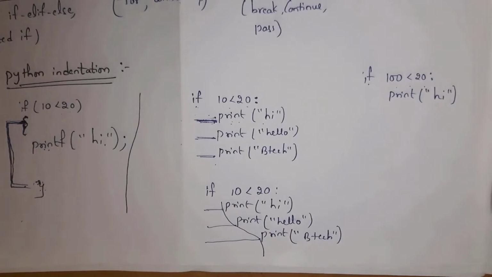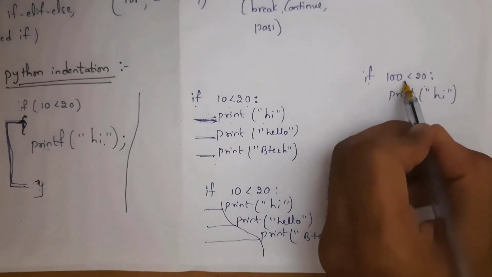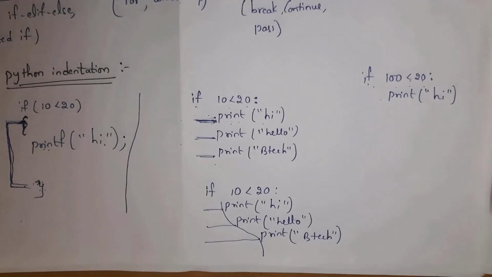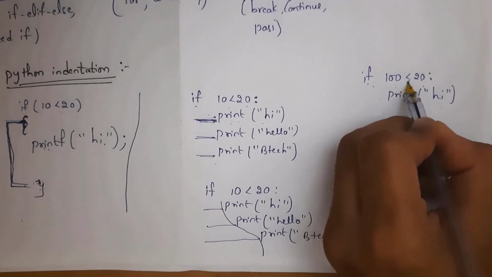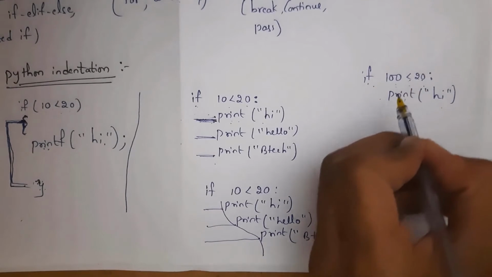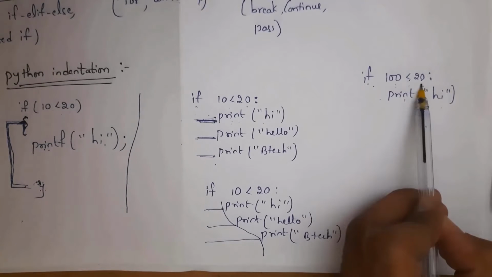This is another example. Here I gave the condition 100 less than 20. Inside this if condition I wrote print high. 100 is not less than 20. 100 is greater than 20. So I will not get the output high. So I will not get any output.